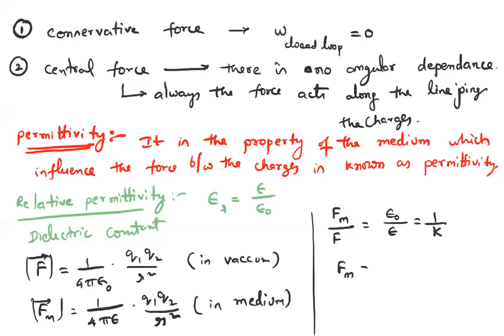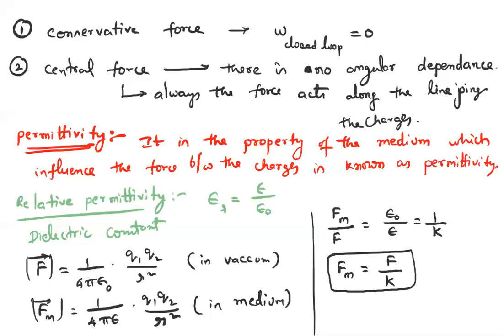Therefore, the force between the two charges becomes F by k. The force between the two charges decreases by k times. Suppose the same charges are placed in a medium, the force between the two charges decreases by how many times? K times. That means the force between two charges depends on three factors. Note down. First, the nature of the medium between the two charges. Second, the separation between the two charges. Third, the magnitude of the two charges. These are the three main factors.